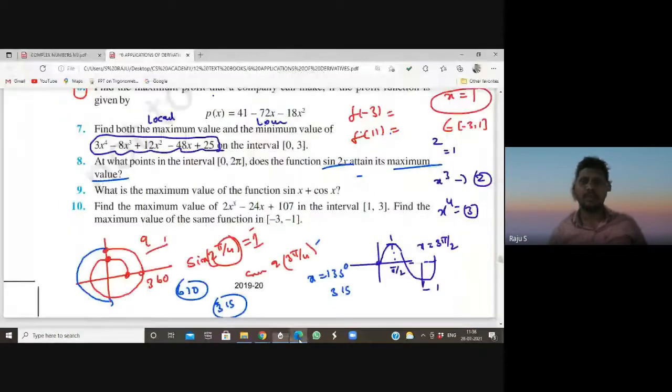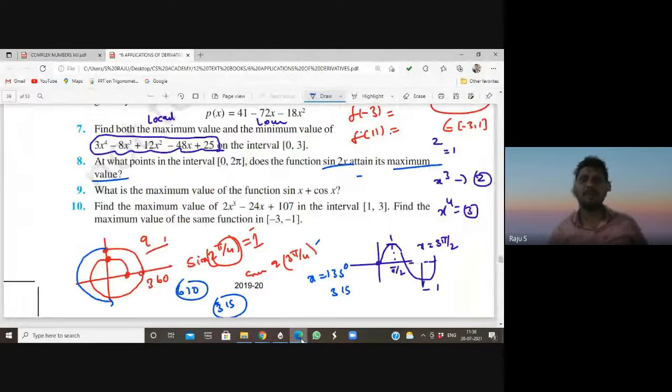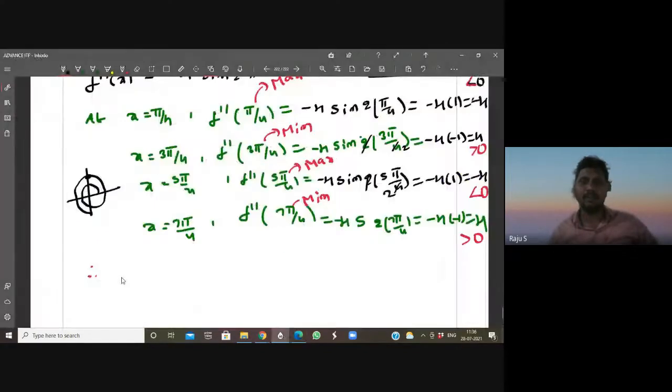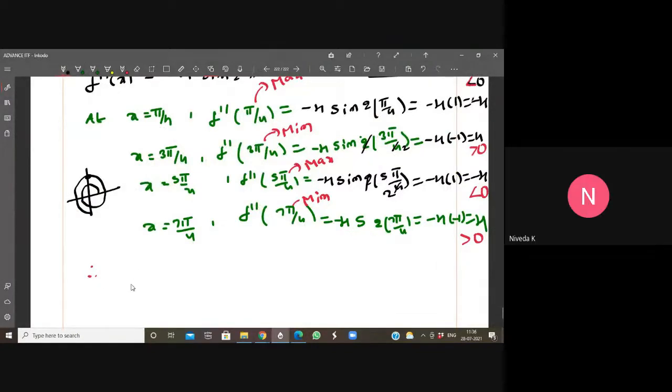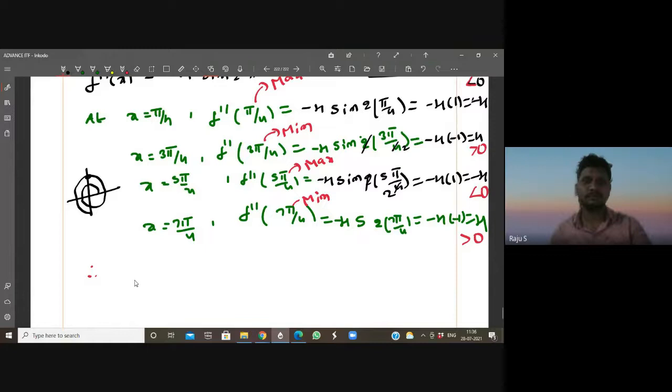Yes, we don't want to find the maximum value. At what point it will be at its maximum value? Just points alone we have to find in this interval. Tell me, students. Pi by 4 and 5 pi by 4. That's all. Pi by 4 and 5 pi by 4.